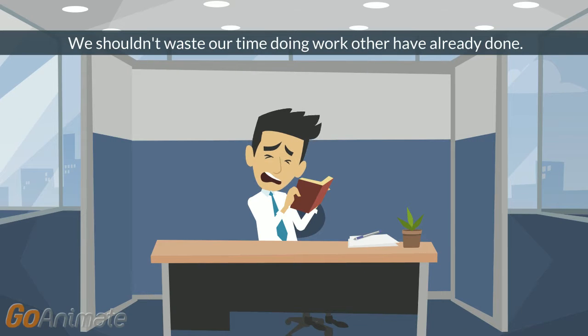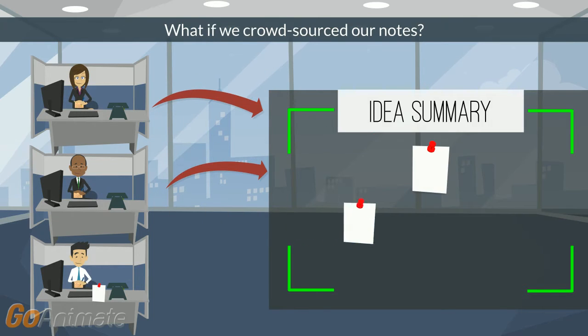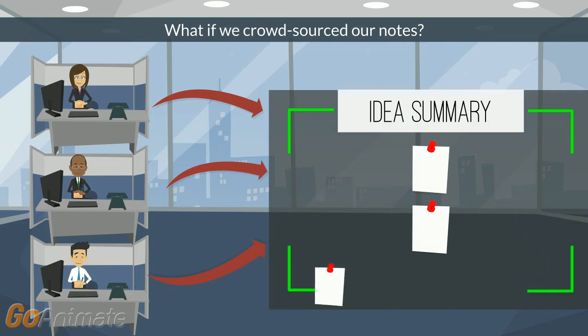It's 2017. We can't waste our time combing through paragraph after paragraph when someone else has already done the same work. What if we could crowdsource our notes so that if someone else has already done the work, we can quickly get the most actionable bits from any source of information without even needing to read it? The market of ideas makes this possible with the concept of an idea summary.